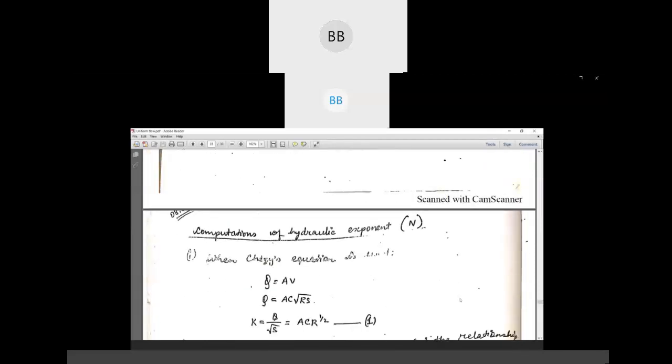So next topic. The next topic is computation of hydraulic exponent capital N. This is our next topic. We are going to derive an expression for capital N. N is nothing but your hydraulic exponent.